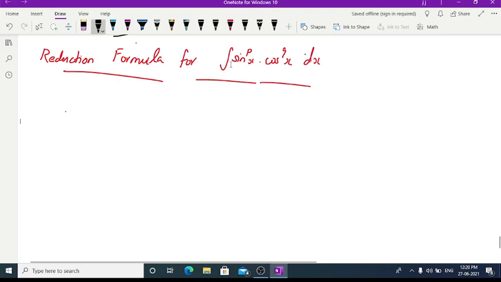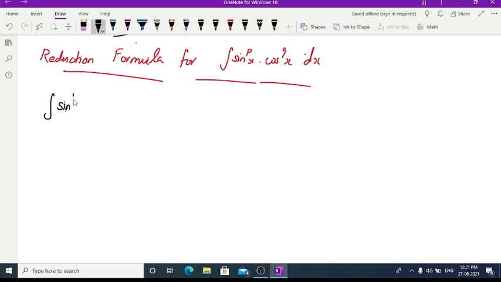Reduction formula for the integral of sin^p x cos^q x dx. If p is odd, or q is odd, or both are odd, in that case we have to use the substitution method. If p and q are both even numbers, then we have to use the reduction formula for finding this integral. So we first have to derive the reduction formula.